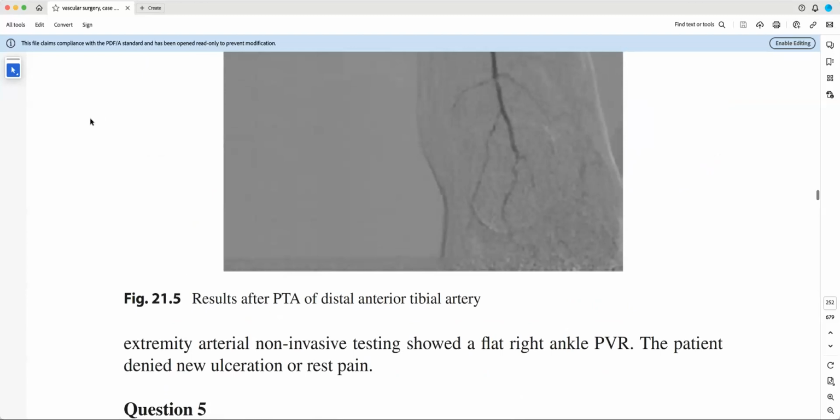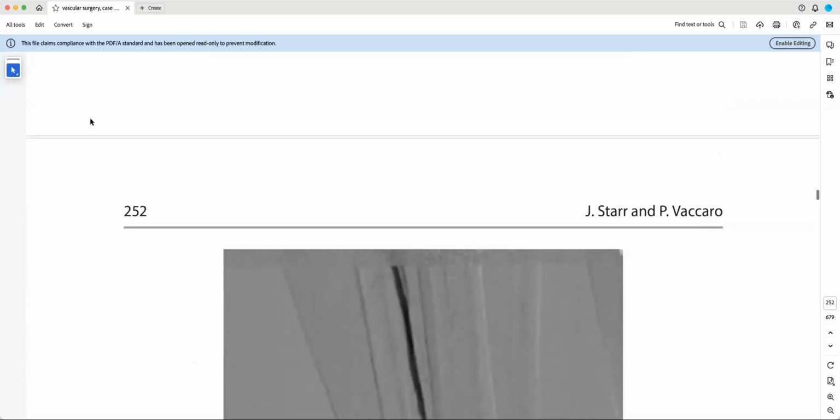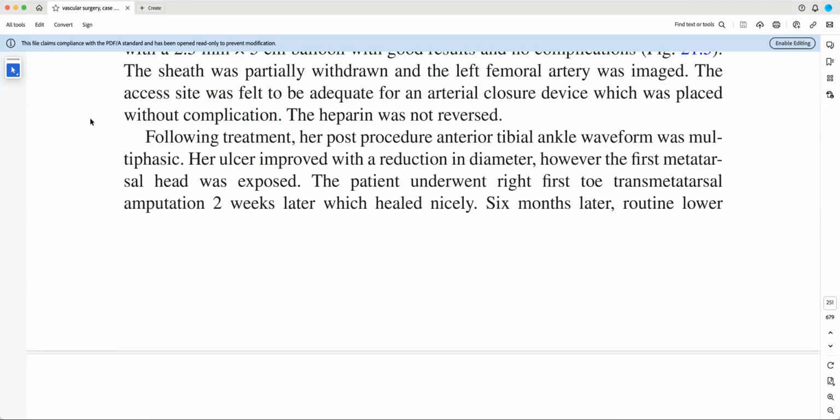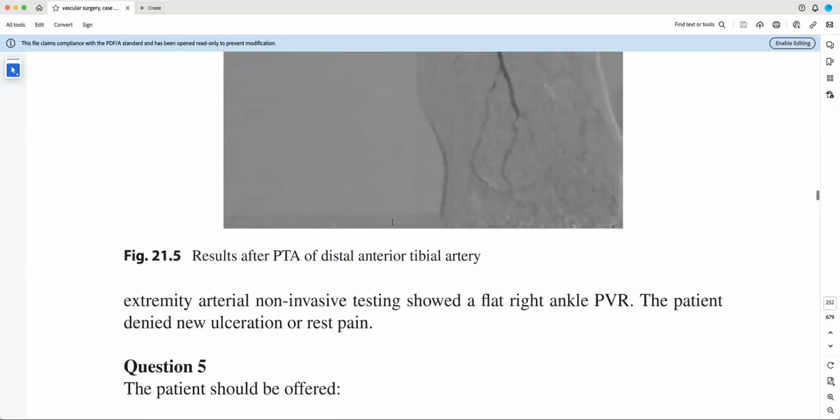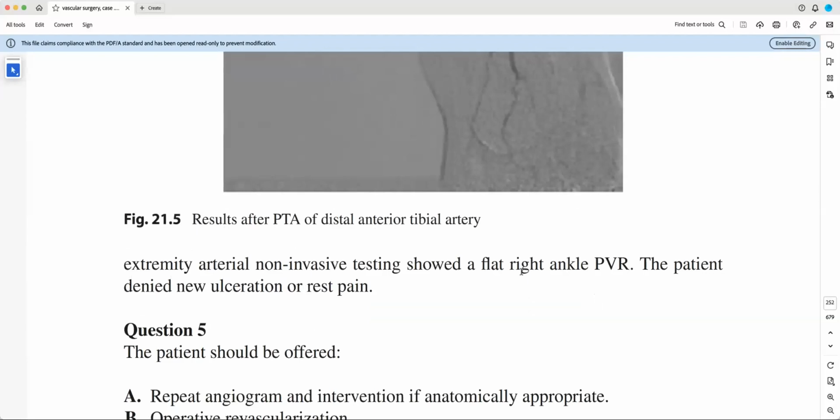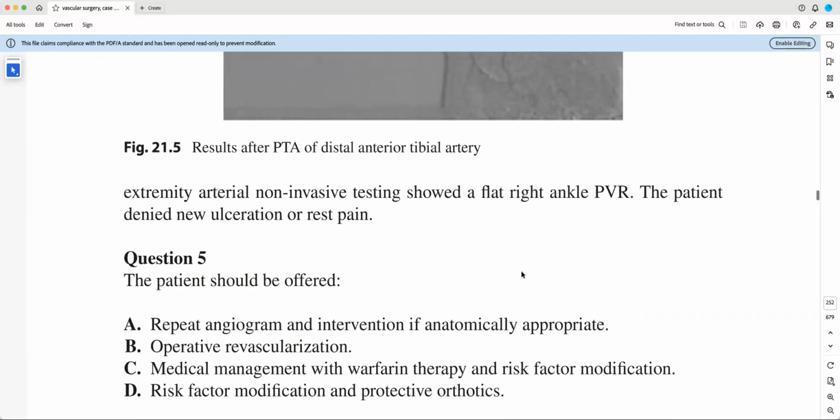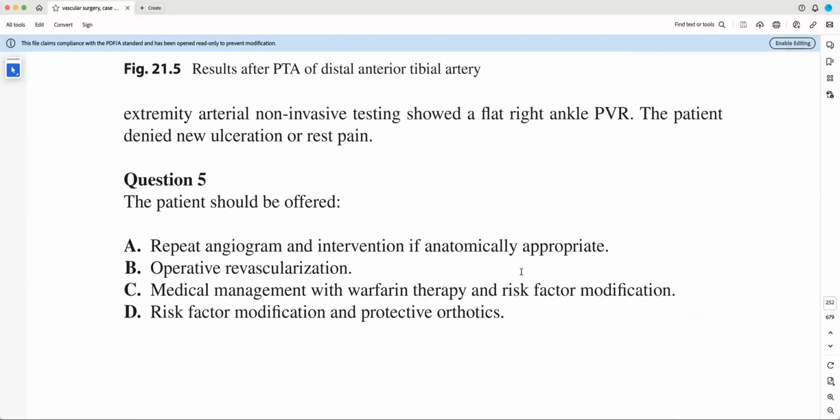So she has, the ulcer is healed, right? I mean, it's healing, right? Yes. And the right amputation healed nicely. So the ulcer already healed. Yes. So the duplex showed a flat right ankle. That means re-occlusion of the artery or restenosis, correct? So now you have a restenosis below the angioplasty. But the ulcer already healed and she has no new ulcer, no rest pain.